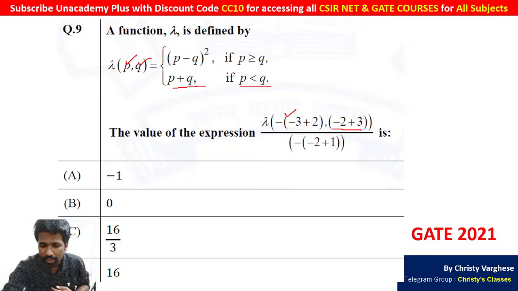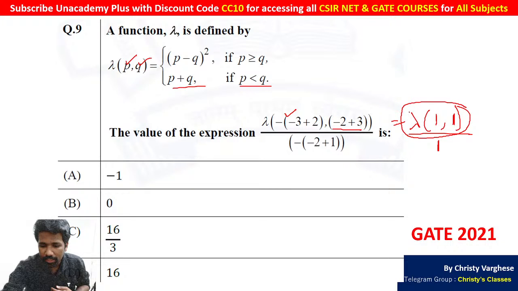Here the first number is minus of (minus 3 plus 2), the second number is minus 2 plus 3. So I will explain that number. First we will simplify. Minus 3 plus 2 is 2 minus 3, which is minus 1. Minus of minus 1 is plus 1 only. So that is 1. Minus 2 plus 3 is also 1 only. So lambda 1 by 1 is the numerator. And what is the denominator? Denominator will be 1 minus 2 minus 1. Minus of minus 1 is plus 1 only. That is 1 only in the denominator. That means lambda 1 is the question.